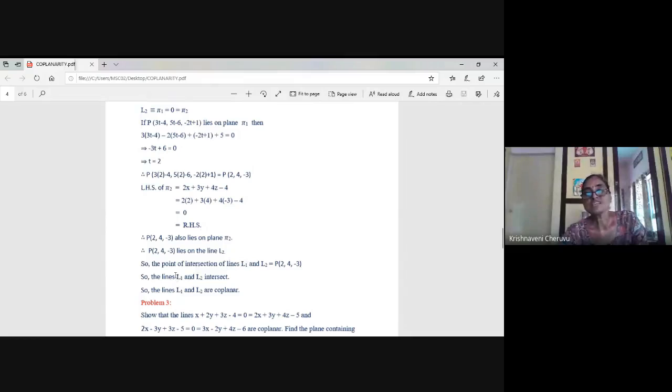So because it is a point on the lines L1, L2, you can say that it is the point of intersection of the lines L1 and L2. Means what? L1, L2 are intersecting at this point (2, 4, -3). When the two lines are intersecting, you can say that they are coplanar. So you are able to get that both the lines are coplanar. At the same time, you are able to find out the point of intersection.